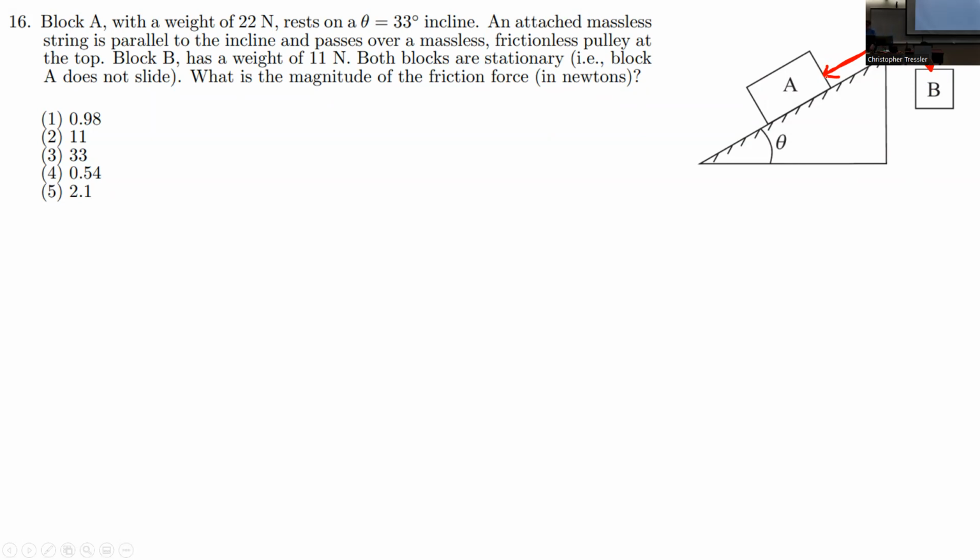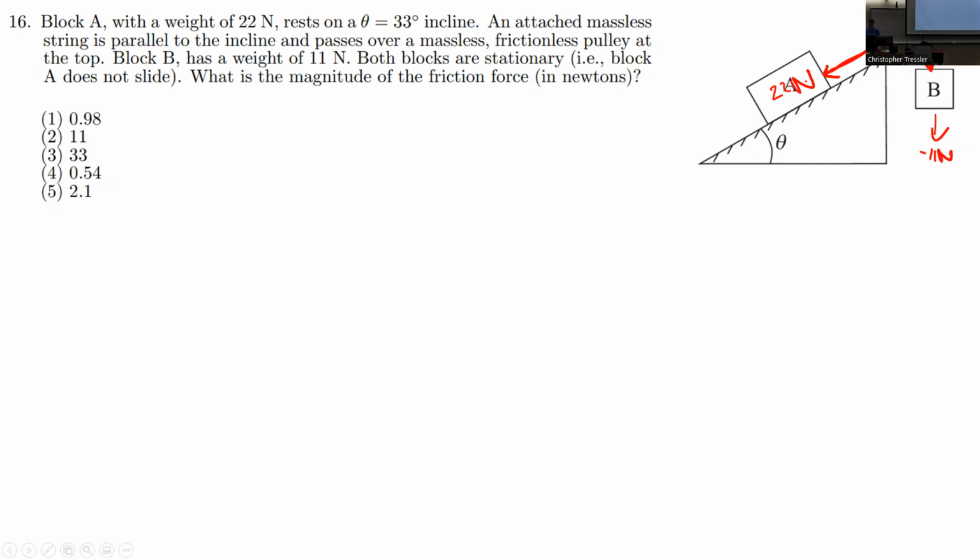So if we're going to treat this as a one-dimensional problem, well, we know that block B, which is pointing down, is this way on the pulley basically, right? So which direction do we want to be positive or negative? Let's think about this. We'll just make B's direction negative, and we'll say that this is going to be negative 11 newtons. Now we can also see that there's a force of 22 newtons on this block.